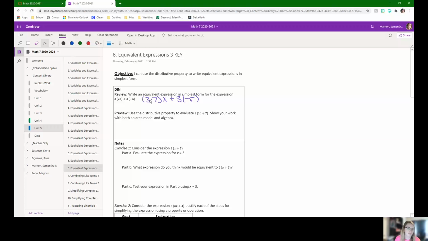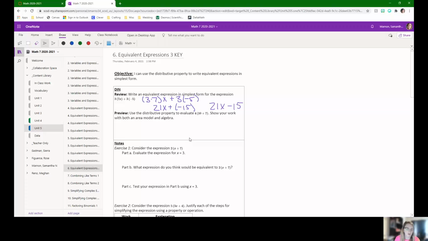And now all we have left is doing these multiplications. Because they're separated by addition, they're two separate terms, we can actually multiply in the same step. So 3 times 7, this will leave us with 21x, plus 3 times negative 5 is negative 15. So our simplest form is 21x plus negative 15. You could have also written 21x minus 15. We know that adding a negative is the same as subtracting the positive, so both of these answers would be correct.